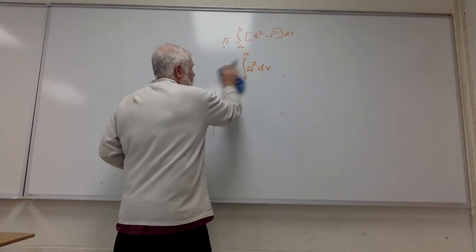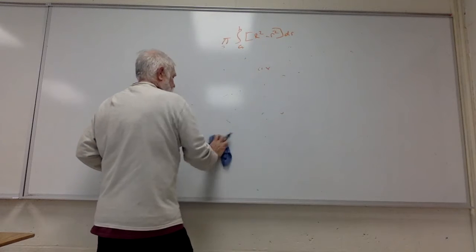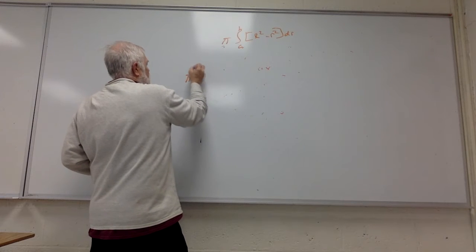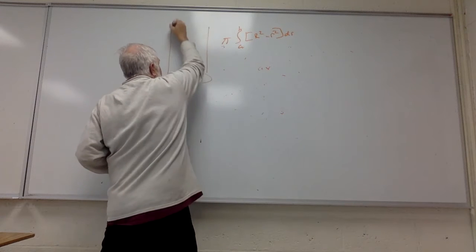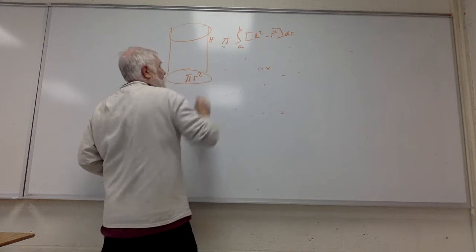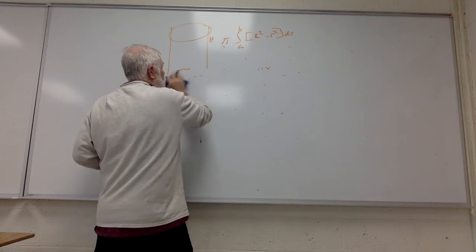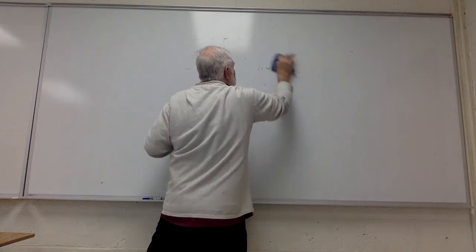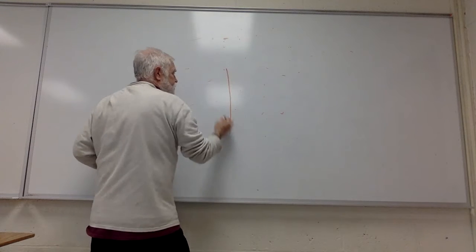We can make a cylinder. What's a cylinder? Pi r squared times height. So let's do one of those. Let's see what we get for volume. We'll make ourselves a can.